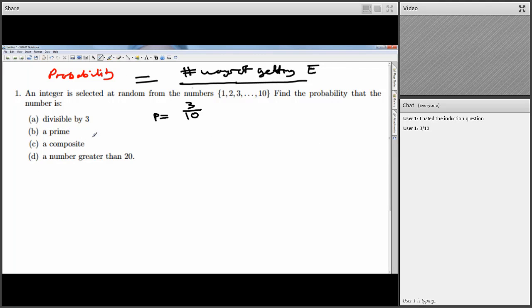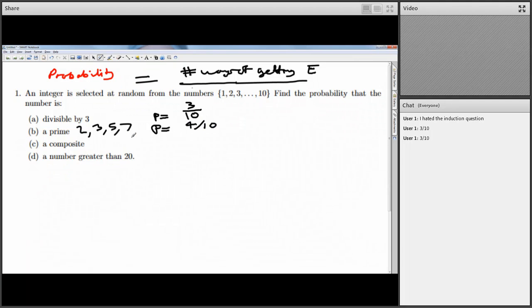So 1 is special, so 1's not a prime. So it's called a unit. That's the other things. And so essentially my question is, what's the probability of getting a prime? So the primes are 2, 3, 5, and 7. So there's only 4 out of 10. Probably 4 out of 10 for getting primes.